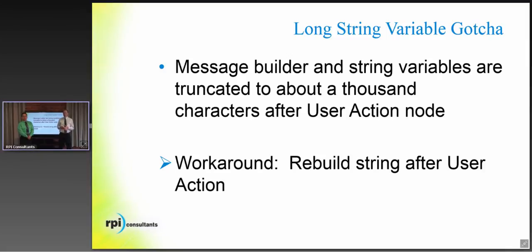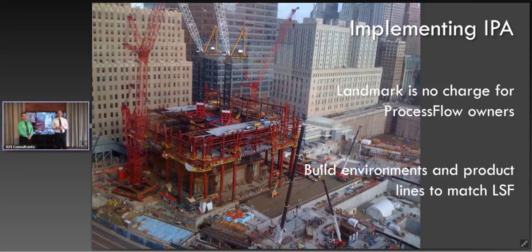All right. So let's talk a little bit about implementing IPA. What do we need to do to get from process flow to IPA? IPA and Landmark is no charge for customers that own process flow and are current on their maintenance. You do need to sign a license addendum for that, so contact your Infor account executive to get that process started. Definitely look at doing that.